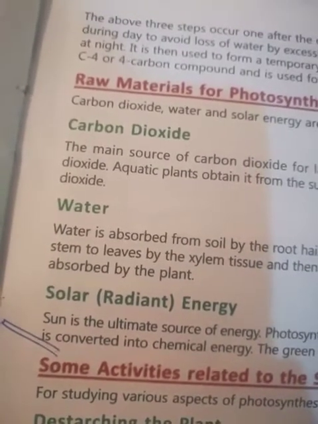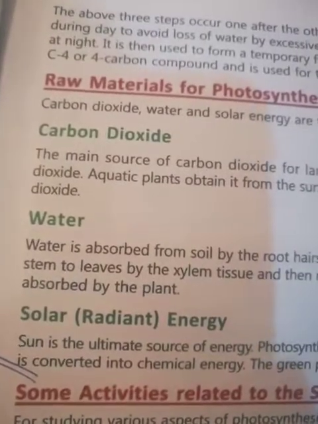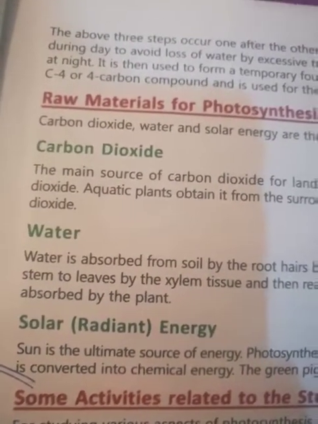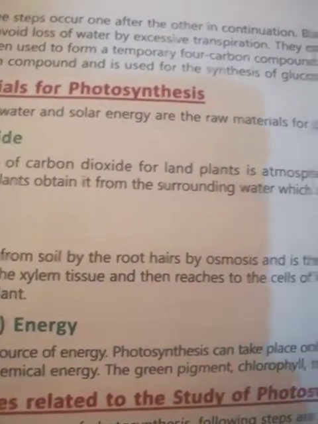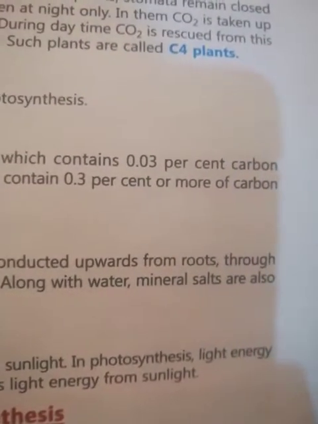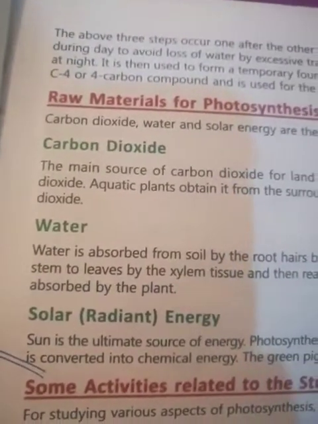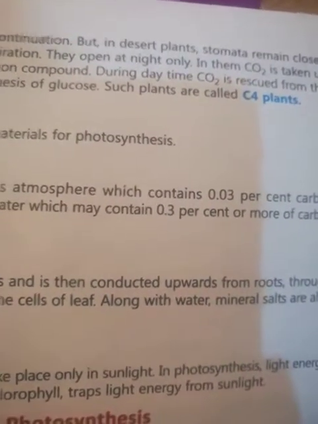Solar energy or radiation or radiant. Sun is the ultimate or only source of energy for Earth planet. Photosynthesis can take place only in sunlight. In photosynthesis, light energy is converted into chemical energy. The green pigment chlorophyll traps light energy from sunlight.